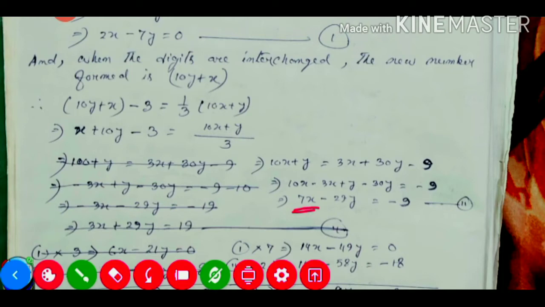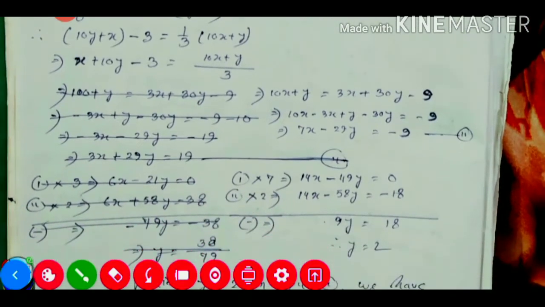Now equation number 2, this one we need to multiply with the coefficient of x in equation number 1. What is it? Coefficient of x is 2. With this 2 we will multiply. So 2 into 7, 14x, and minus, so here will be minus, and 29 into 2 will be 58 and minus 9 into 2 will be minus 18.